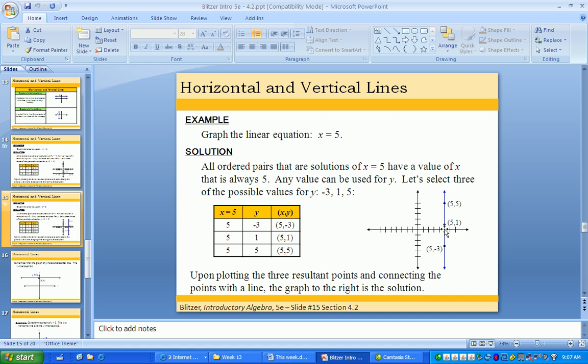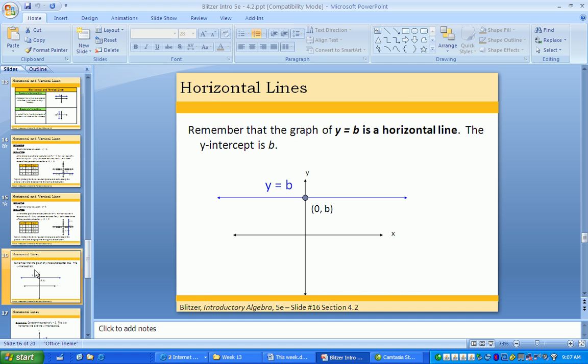Remember that the graph of y is equal to b is a horizontal line. The y-intercept is your b value. Okay, that's very important. Hopefully that's pretty easy to remember, since the value is always equal to that constant value of y, of course our y-intercept is going to also be at x equal to 0, because the x-coordinate is 0 at that point, and our b value of our equation.